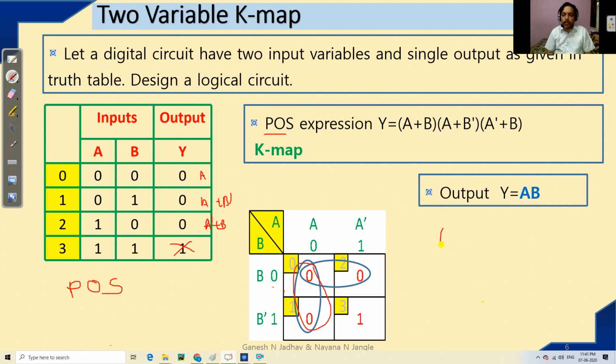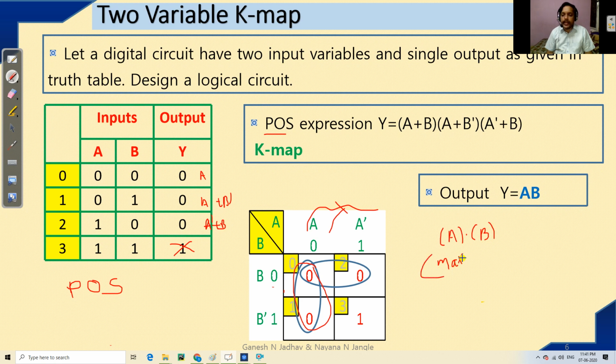So what is the output? The first max term is only a, multiplied by the max term of the second group. For the second group, both are changing on this side, hence not valid, but on the other side it is not changing. So it is b, and that is the max term.